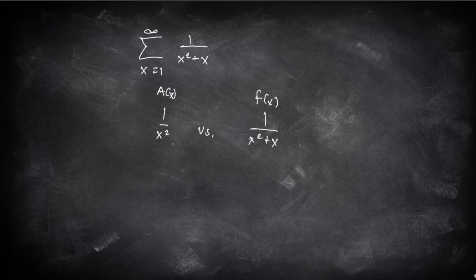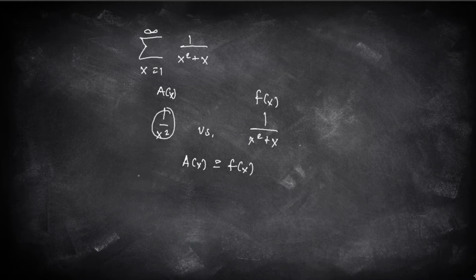So now we need to determine which one's bigger and which one's smaller. But if you think about it, x squared is smaller than x squared plus x. But since we're taking the reciprocal, 1 over the smaller number is the bigger number. So a of x is greater than or equal to f of x. So if a of x converges, then we know f of x converges.